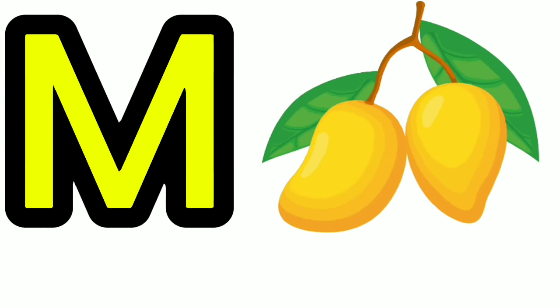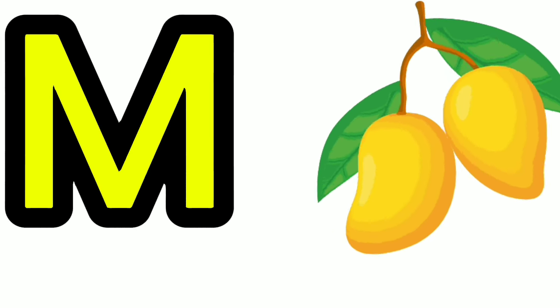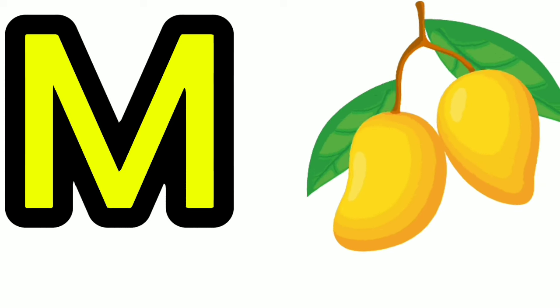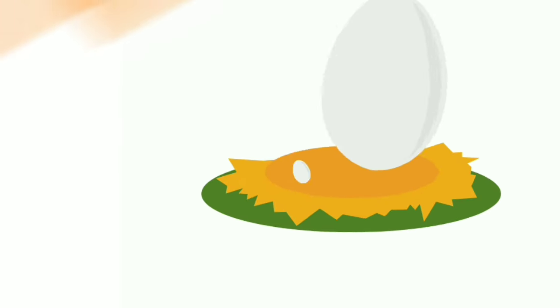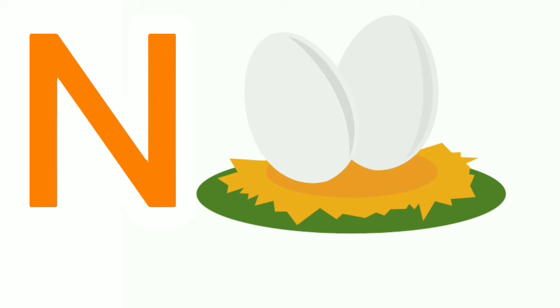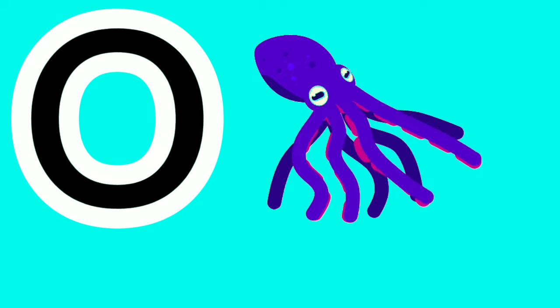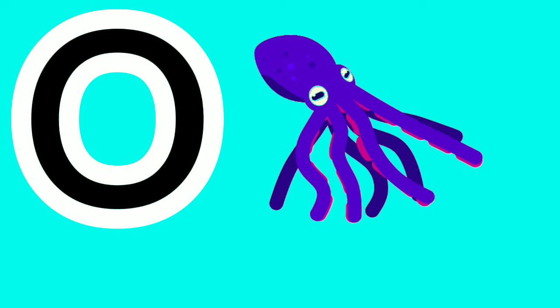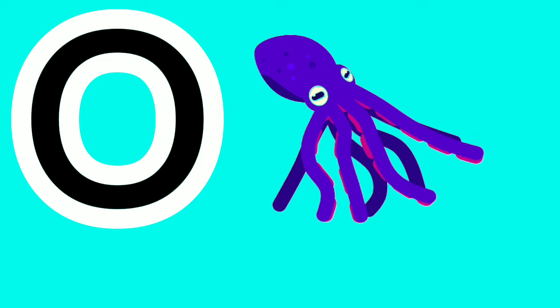L is for lemon. M is for mango. N is for nest. O is for octopus. P is for pig.